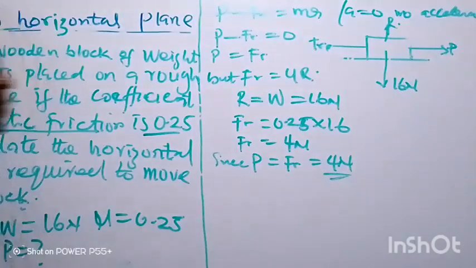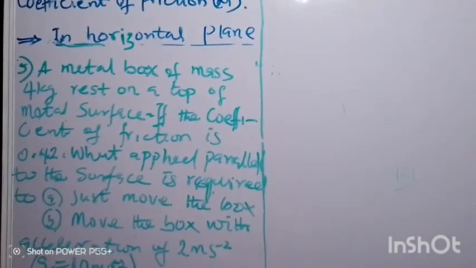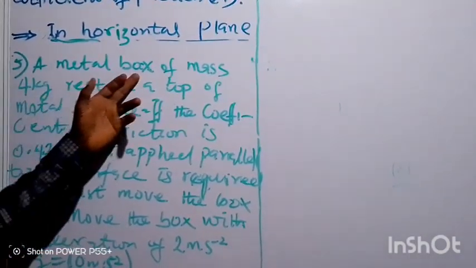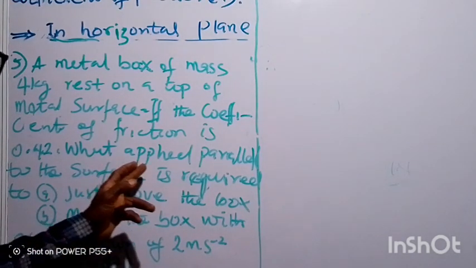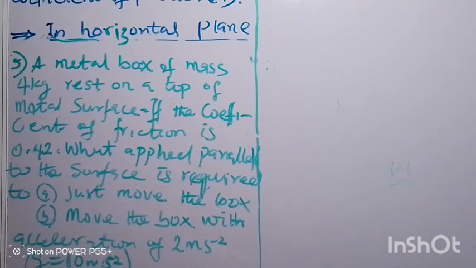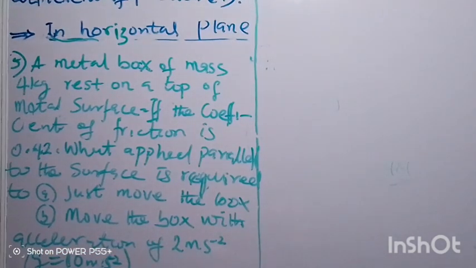Let's take this one as example 5. A metal box of mass 4 kg rests on top of a metal surface. If the coefficient of friction is 0.42, what force applied parallel to the surface is required to A, just move the box, B, move the box with an acceleration of 2 meters per second square. g is equal to 10 meters per second square.